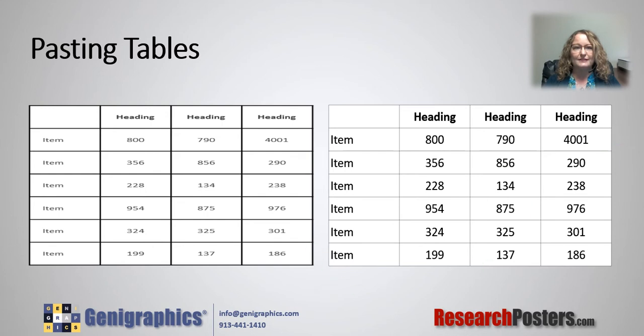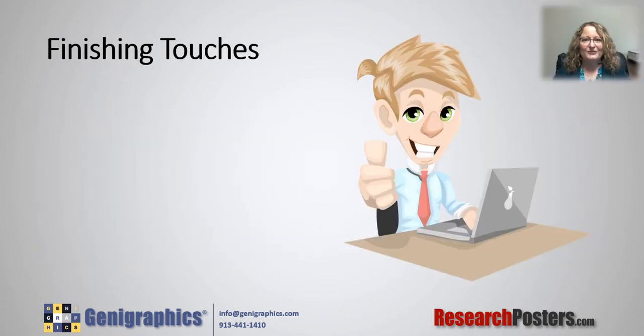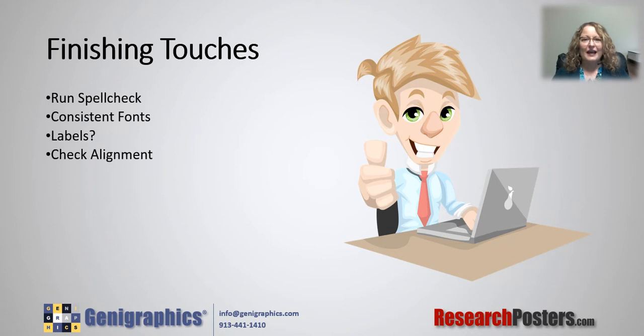meet your poster's needs. Once you've created your poster and it's time to put on the finishing touches, we made a checklist for you. First, run your spell check. Then make sure that your fonts are consistent. Are you using the same font type? And are your sizes consistent throughout? Did you remember to label all of your graphics? And are your columns and rows aligned? Not all rows need to be aligned, but the top should be aligned, the bottom should be aligned so that you have a nice rectangle within your poster.